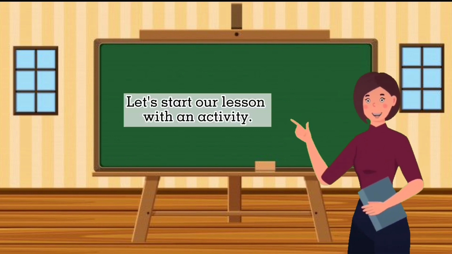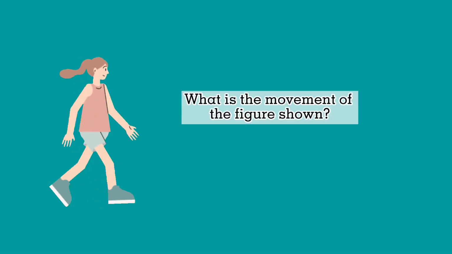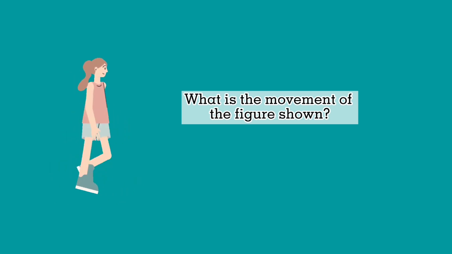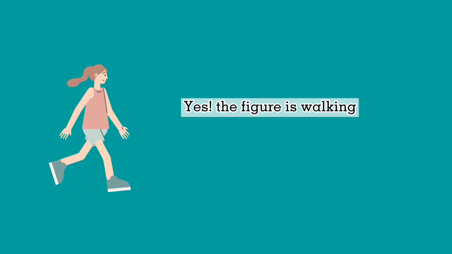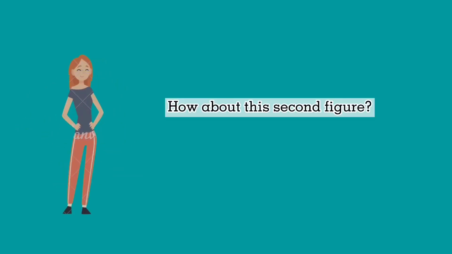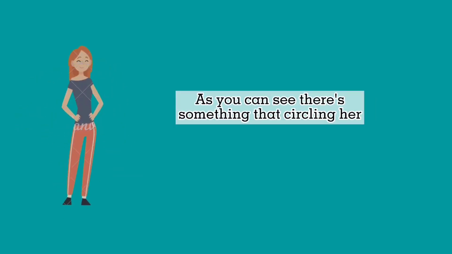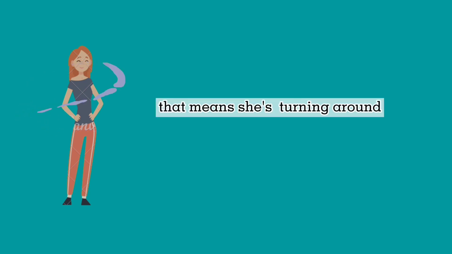Let's start our lesson with an activity. What is the movement of the figure shown? Yes, the figure is walking. How about the second figure? As you can see, there's something that's circling her. That means she's turning around.